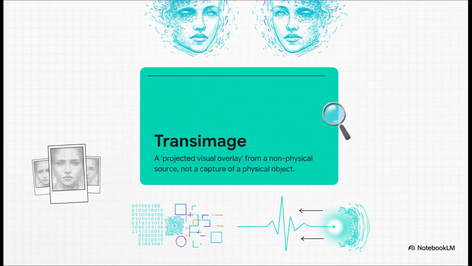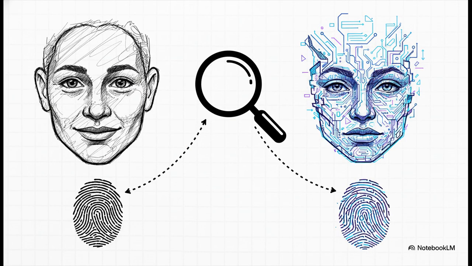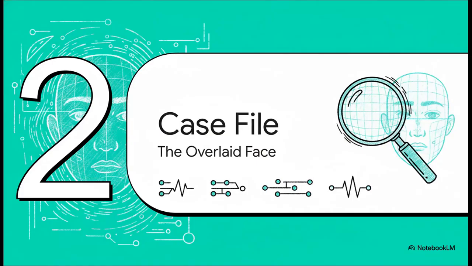They define it as a type of visual interference. The whole idea is that these are not photos of physical things, but projected overlays sent from, and this is a direct quote, an extracorporeal intelligence. So the mission becomes pretty straightforward. Figure out if a transimage is fundamentally different from a normal photograph at the raw data level. The ultimate goal here is to find a consistent, measurable digital signature that could, once and for all, tell them apart.